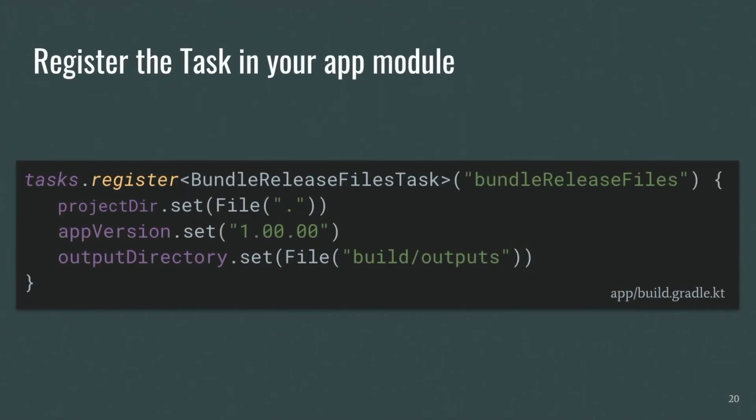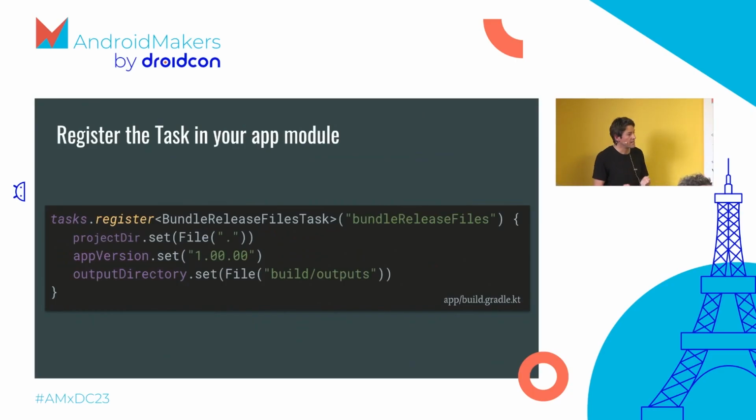Now that we have our task code, we have to register it like we did for the simple task. So we go in our Android app module, and we write tasks.register. We pass the name we want to give to our task, and this time we pass the class containing our task code. And we define the 3 parameters. Because they are properties, we have to call a set method on them in order to set values to these properties. And here we pass a naive value just for our example.